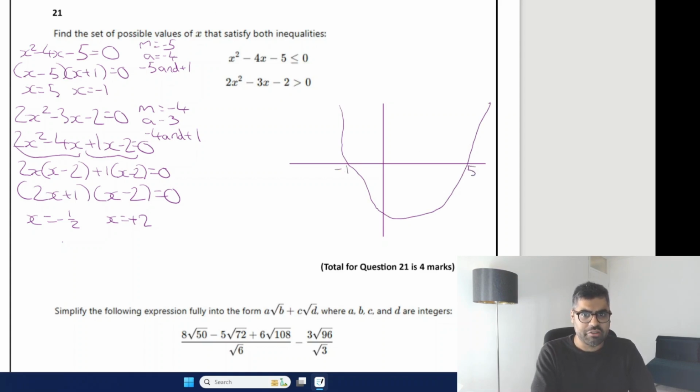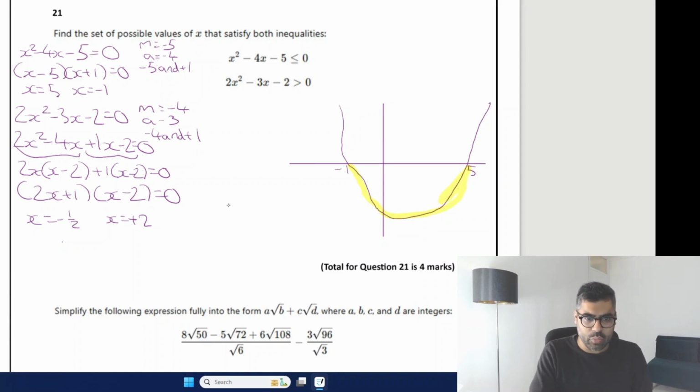What parts are we interested in? Well, it's everything which is less than or equal to 0. So it's going to be everything below the curve. Oops, let me just highlight this. So everything below the curve. So everything here is what we're interested in.